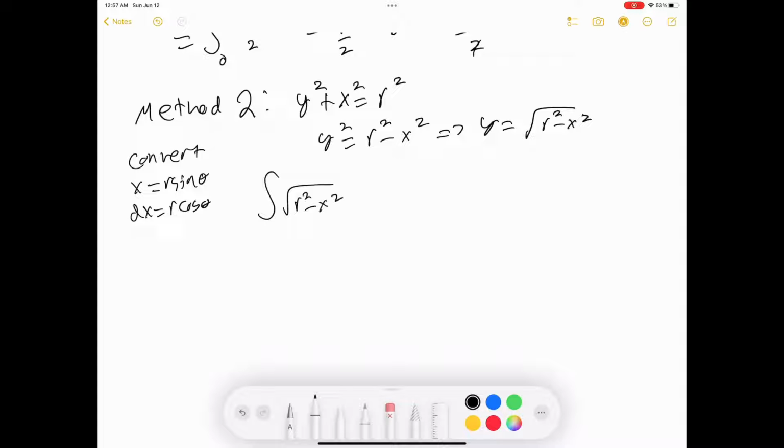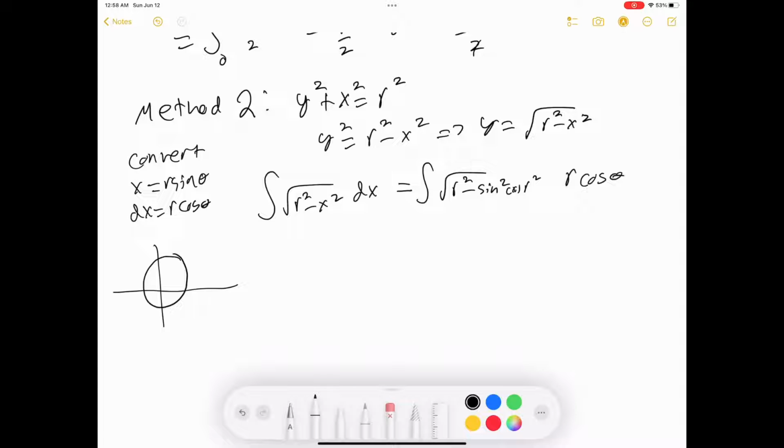So we're going to integrate the square root of r squared minus x squared dx. dx is the derivative of r sine theta, which is r cos theta, right? R is just the radius; it's a constant in a circle. And so now we're going to sub in. So we're going to get sine squared there, r squared there, because that's what x squared is going to be, and then dx is going to be r cos theta. Now we're going to want to pull the things out of that square root sign, right? So we can integrate a little better.